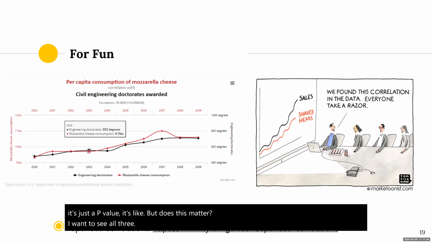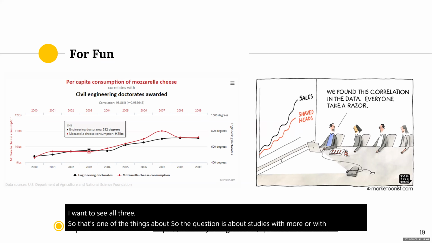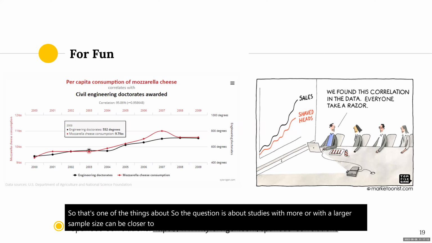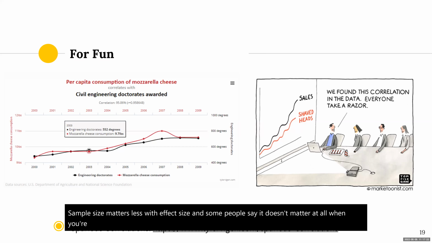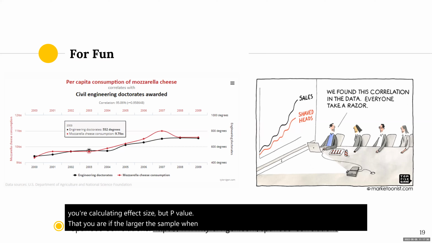So the question is about studies with a larger sample size being closer to the truth in the real world. Sample size matters less with effect size, and some people say it doesn't matter at all when you're calculating effect size. But with p-value, the larger the sample, the more likely it is to be statistically significant. So if you have a small sample, your statistical significance may not show up.